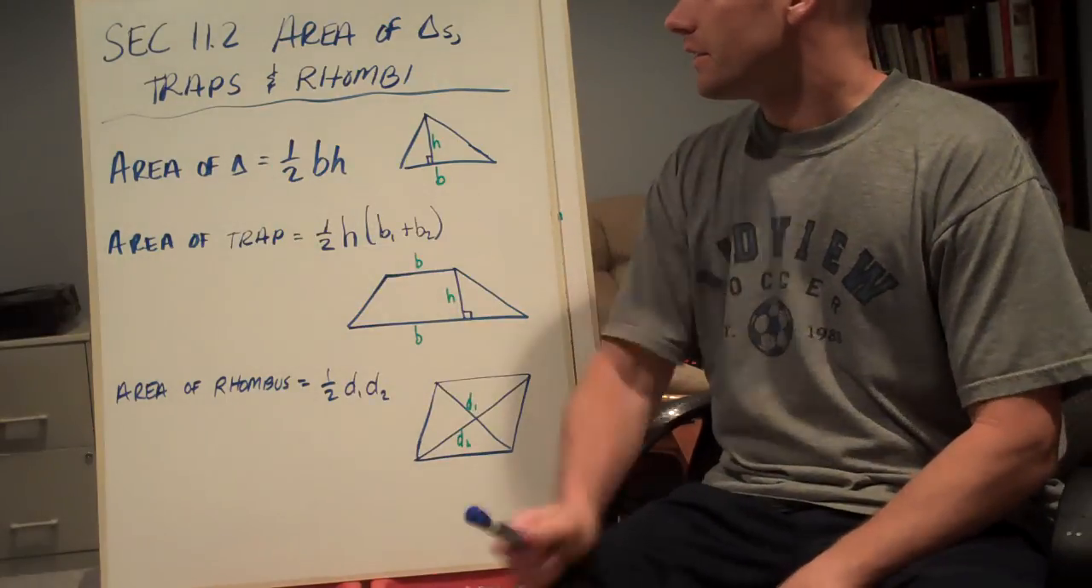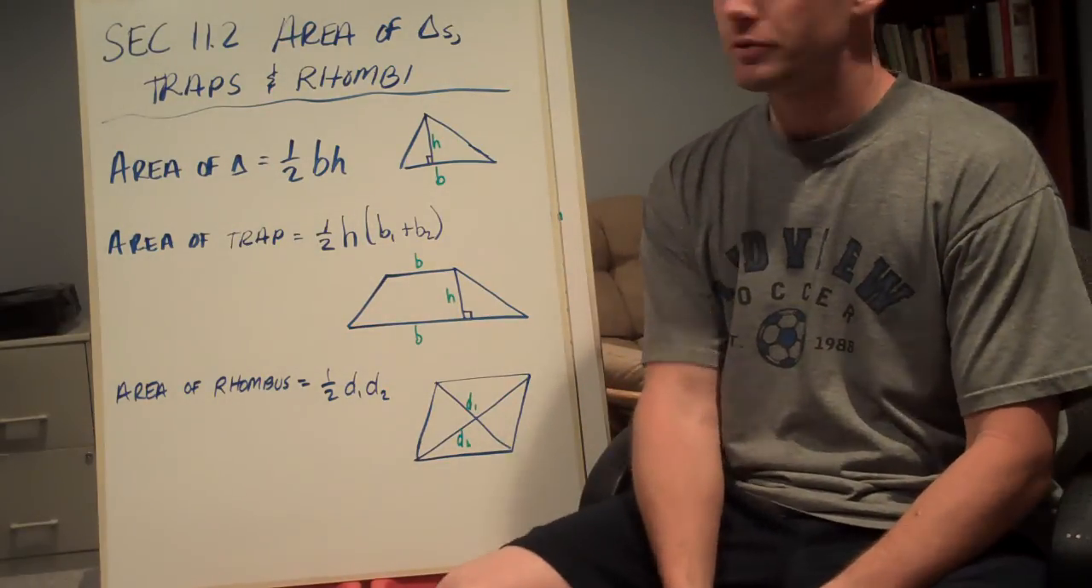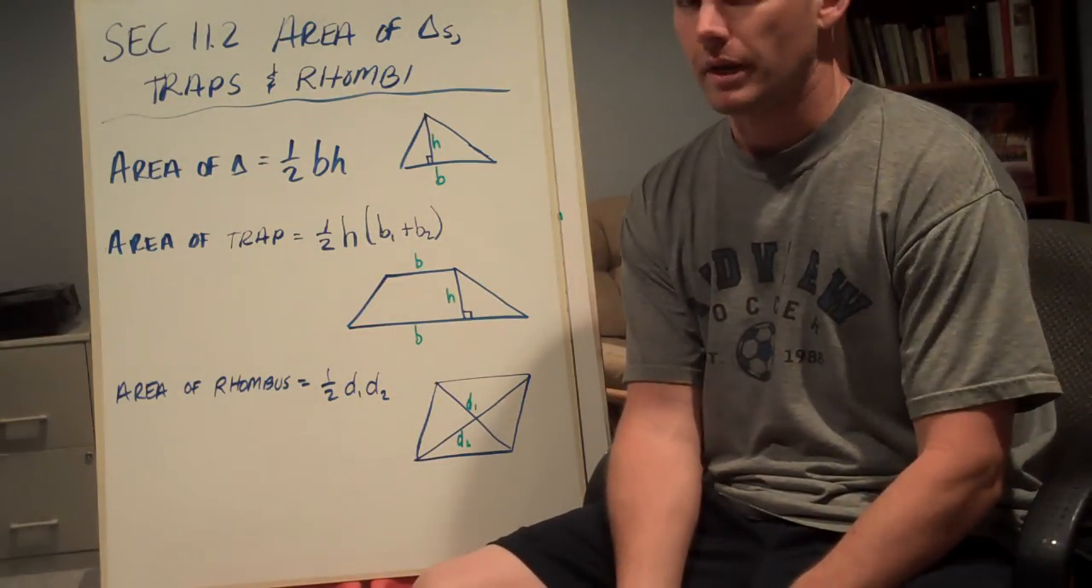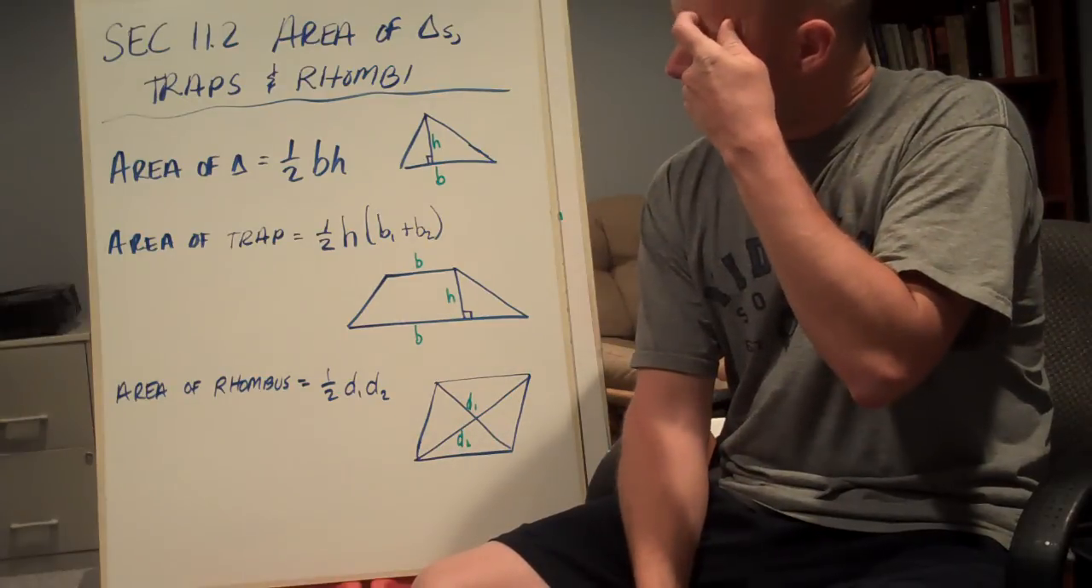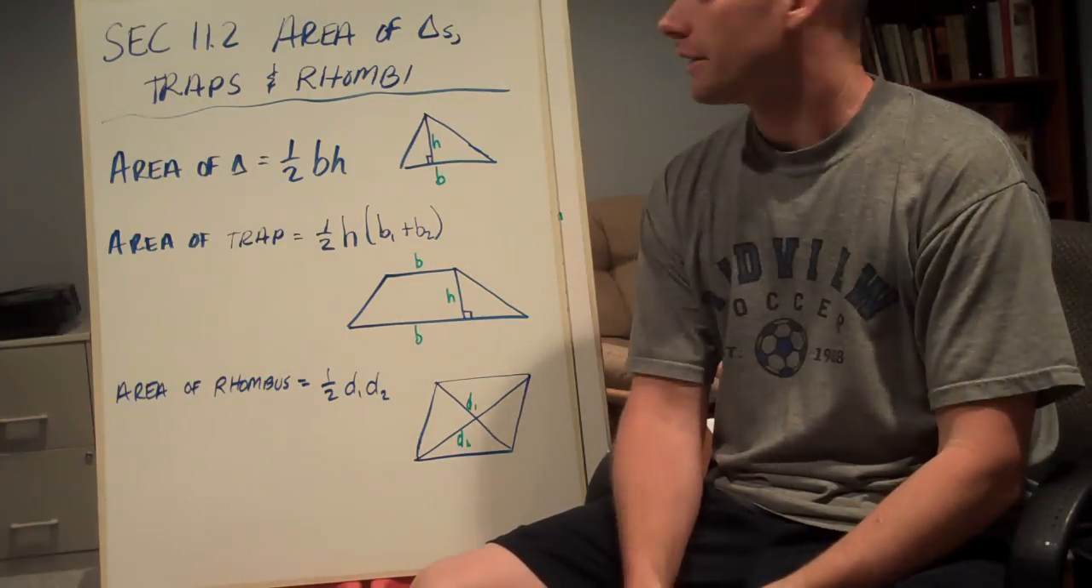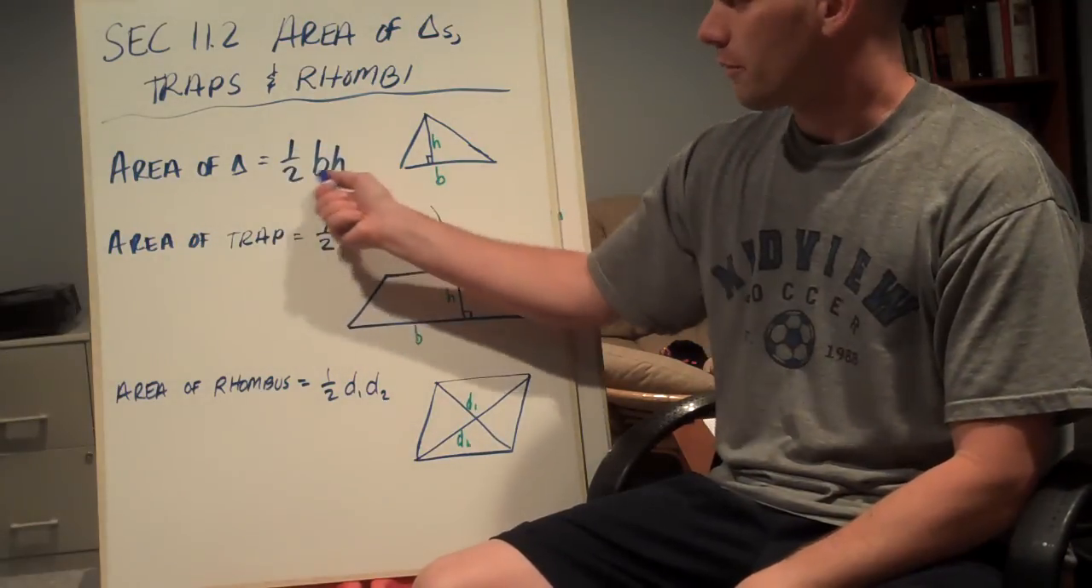Round 2. Section 11.2, area of triangles, trapezoids, and rhombi. I love the word rhombi, plural of rhombus. So, again, some of this you've already seen. Area of a triangle, 1/2 the base times the height.